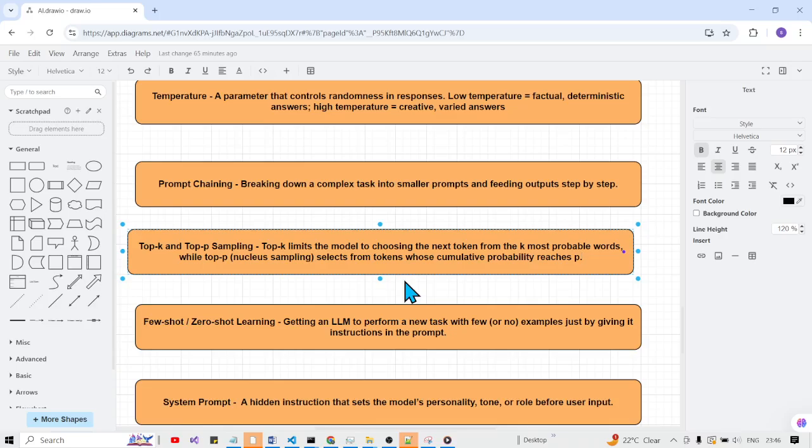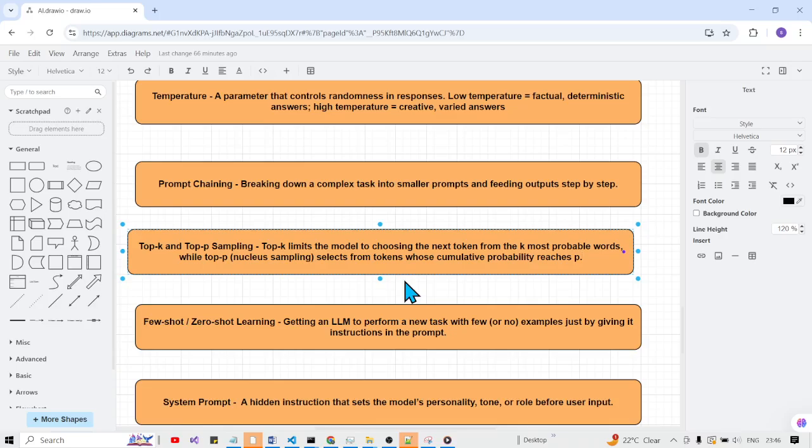An example would be, if we say "the cat sat on the," we can have mat, sofa, floor, roof, tree, etc. But the top three by probability are mat, sofa, and floor. So this is top K where K is equal to 3. Top P basically means that if the probabilities of mat, sofa, and other words add up to P, then the model will give those words as the response to us.